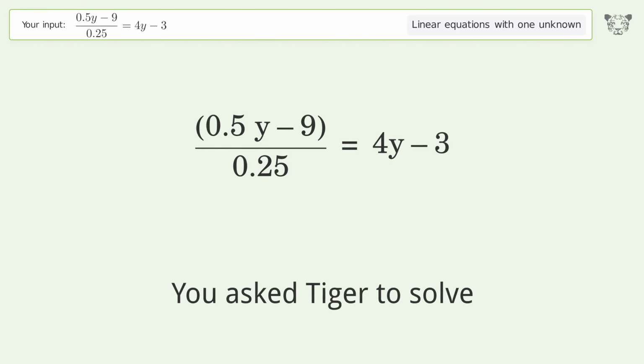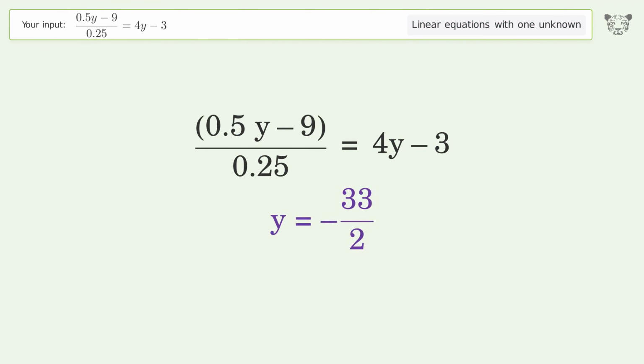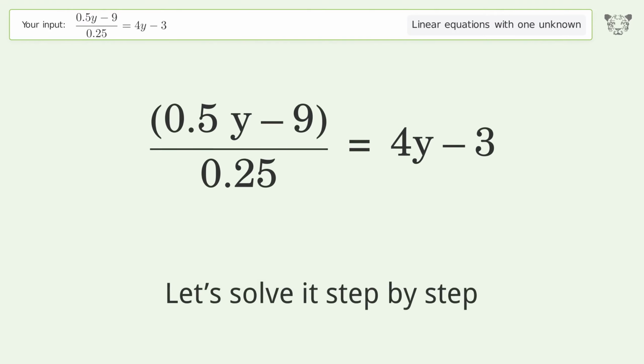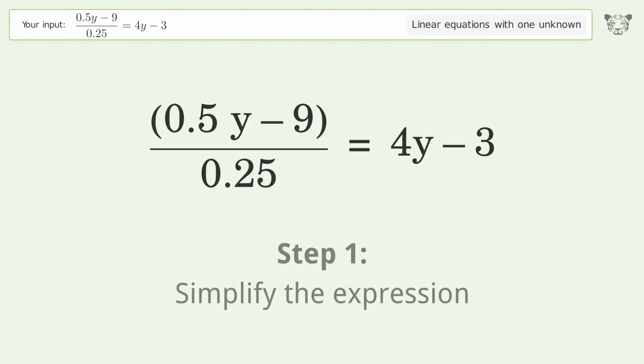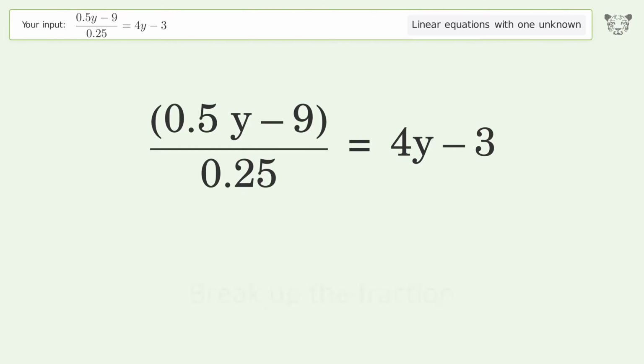You ask Tiger to solve. This deals with linear equations with one unknown. The final result is y equals -33/2. Let's solve it step by step. Simplify the expression. Break up the fraction.